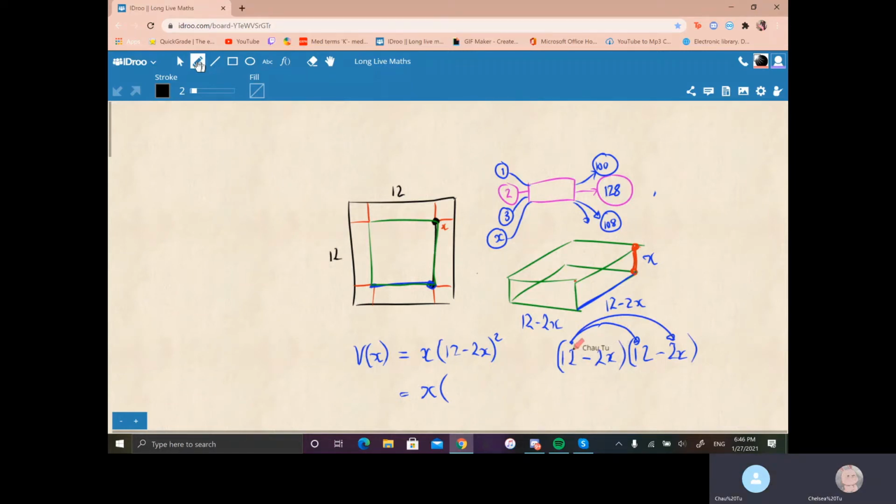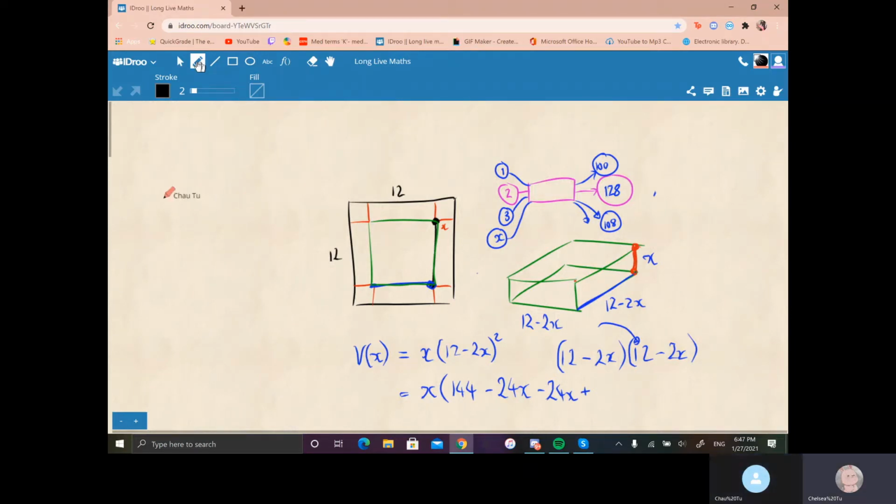Let's do this systematically. What's 12 times 12? 144. 144, and then 12 times negative 2x. Negative 24x. Yeah, negative 24x, and then negative 2x times 12. Negative 24x. Negative 24x, and then this minus 24x. No, it's positive. Two negatives, isn't it? No, where? Oh, yeah, I didn't see that. So plus what?